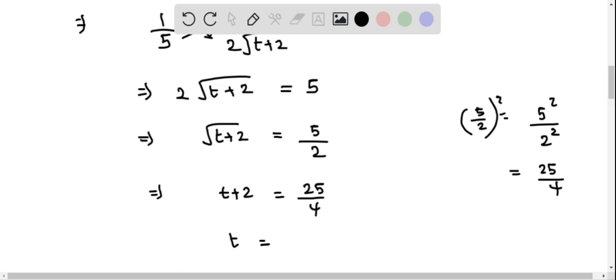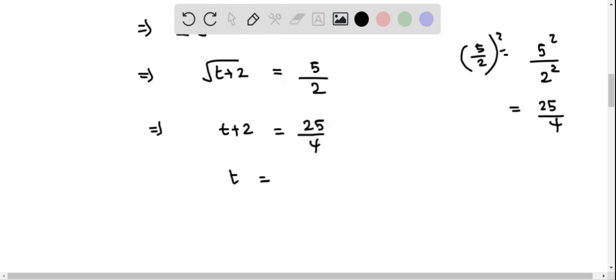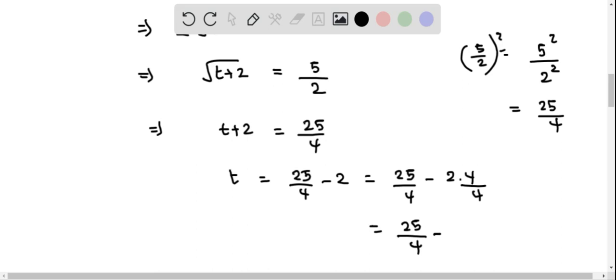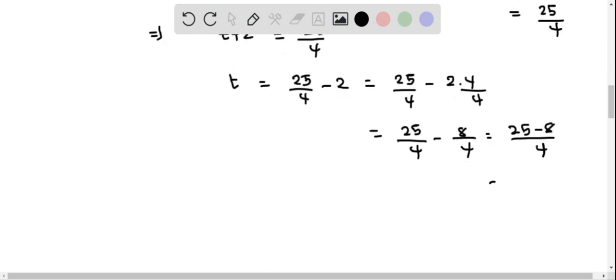Now t equals, we have to subtract 2 from both sides. So when we do that, we get 25 by 4 minus 2. Let's simplify this. So this is 25 over 4, and this 2 can be written as 2 times 4 divided by 4, and this equals 25 by 4 minus 2 times 4, which is 8 fourths. So it's basically 25 minus 8 over 4, and so this is equal to 17 fourths.